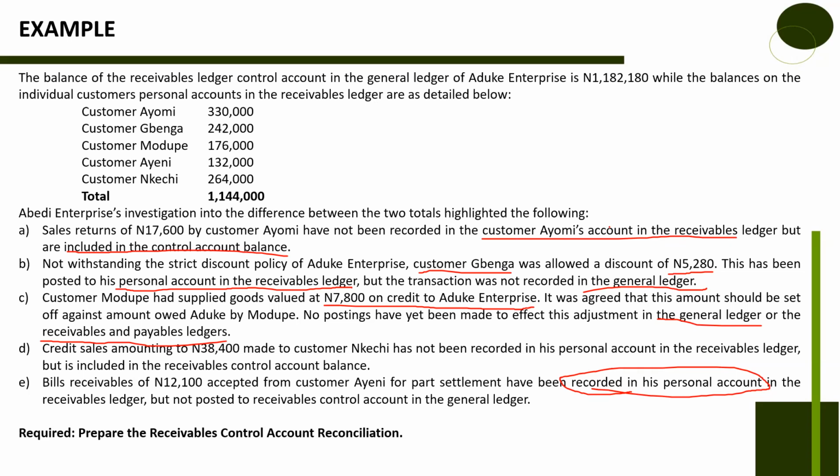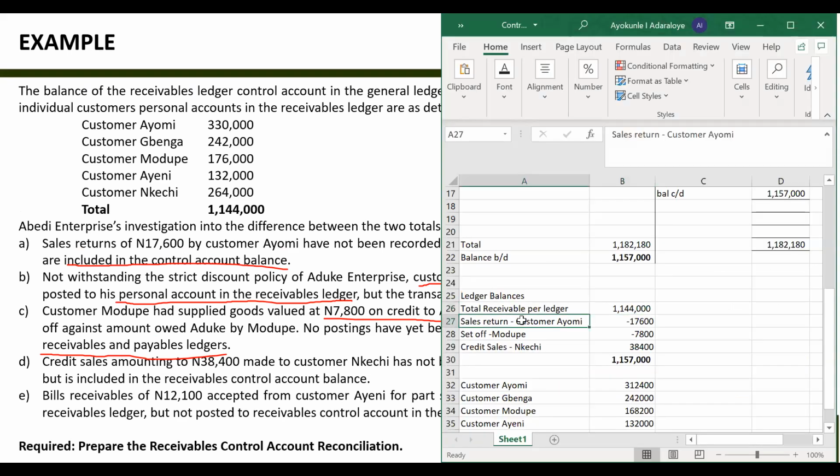So meaning that the sales return of 17,600 will be on the credit side, because it's a sales return. You sold to the customer, and the customer is what? Returning part of it. That means the amount the customer will be owing you will be lesser. So customer Ayomi's balance that will be owing us is expected to be lesser. So you do sales return, customer Ayomi, you remove 17,600. The first item in this question is done.